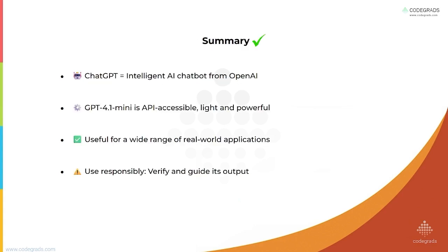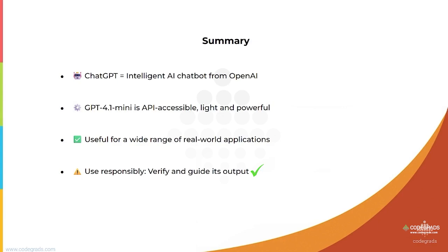Now, in summary, ChatGPT is an intelligent AI chatbot from OpenAI, as we have seen earlier. The 4.1 mini is API accessible, which is light and powerful, and it is useful for a wide range of real-world applications. And as we have seen, in some cases it can hallucinate. So we should always verify the answers given by ChatGPT, and also guide its output. The best uses for ChatGPT are education, automation, and writing. As we discussed the disadvantages, it can be inaccurate and there is no long-term memory. For the advantages, it is fast, powerful, and multi-purpose, and we can access it through OpenAI API keys.